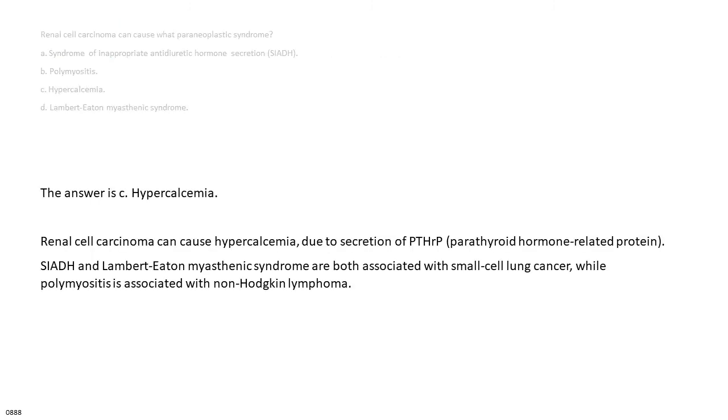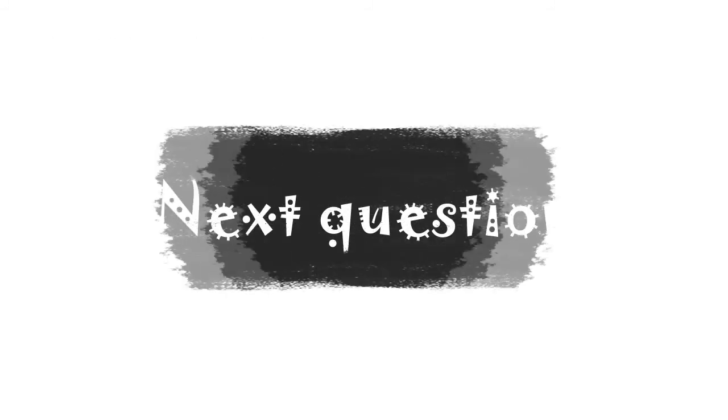The answer is C. Hypercalcemia. Renal cell carcinoma can cause hypercalcemia, due to secretion of PTHrP, parathyroid hormone-related protein. SIADH and Lambert-Eaton myasthenic syndrome are both associated with small cell lung cancer, while polymyositis is associated with non-Hodgkin lymphoma.